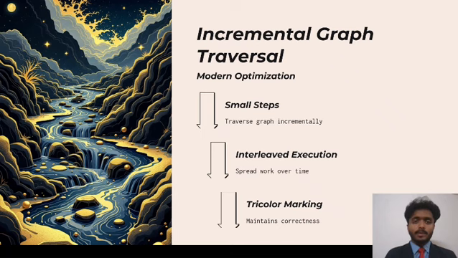To solve this, modern garbage collectors use incremental traversal. Instead of scanning the entire graph at once, they process small parts over time. This work is interleaved with normal program execution. A common method is tricolor marking, where objects are classified as white, gray, or black to maintain correctness during traversal. Now, garbage collection becomes not just a graph problem, but also a scheduling and optimization problem.